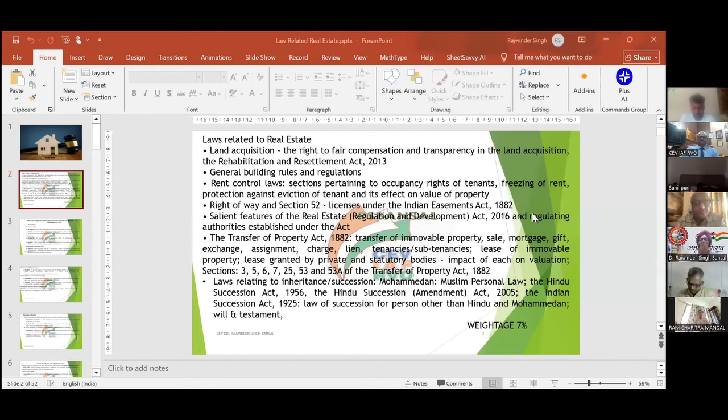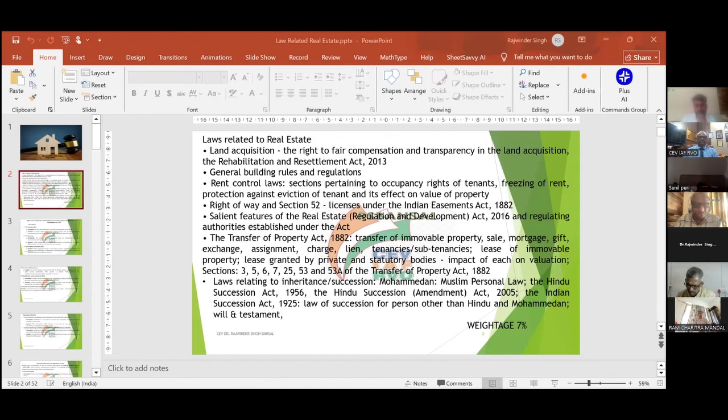So now we will be discussing laws of real estate. As Sandeep ji has told you, this is a very important topic. Though it is in the syllabus of land and building valuers, it is equally important for all valuers of all categories, as sometimes you may have to face various things related to this topic.